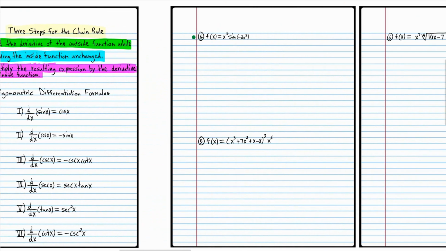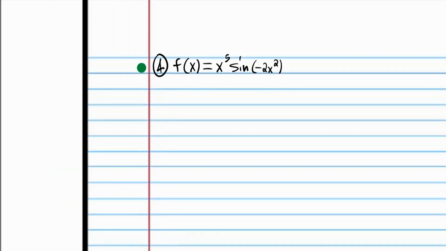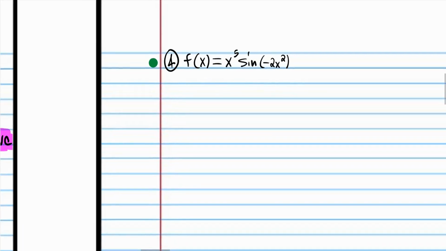Okay, so I want you to try number 4. We have a product of 2 expressions, and so we're going to have to use the product rule, and we also have a function within a function, so we're going to have to use the chain rule while we use the product rule. So your first thought should be, how do I use the product rule? So try number 4. When you come back, we'll do it together.